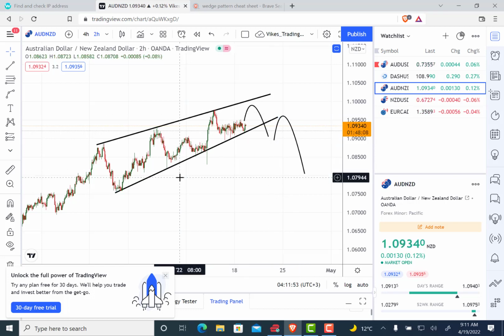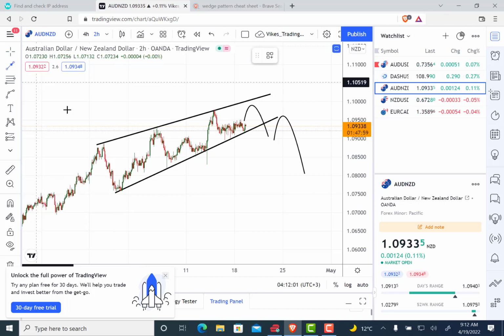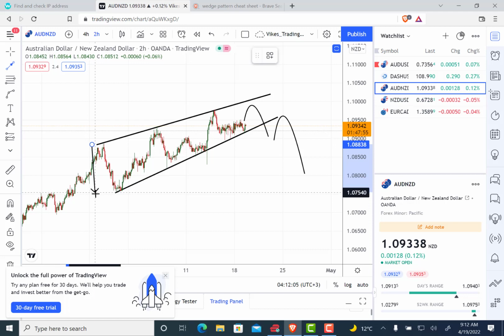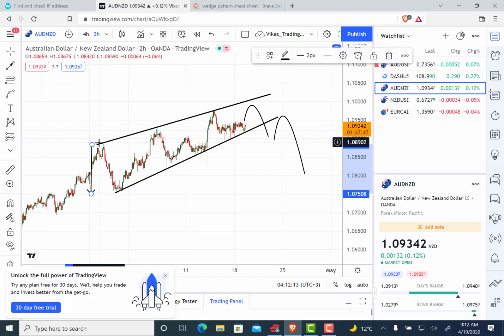Okay, the other thing is, how do you take your profits? How do you measure targets? So for me, I basically measure the thickest part of where this pattern started. So from here to here. So that is from here to here.